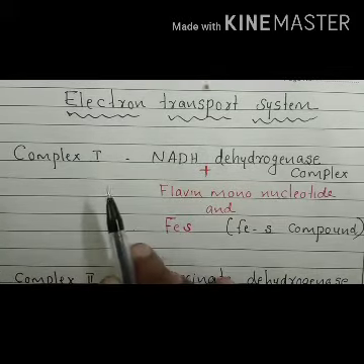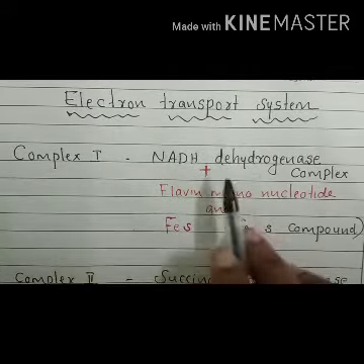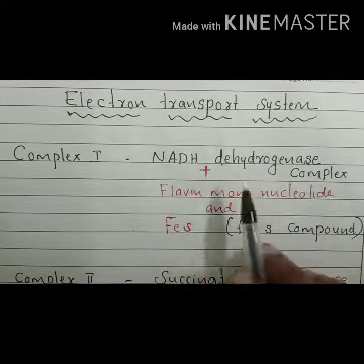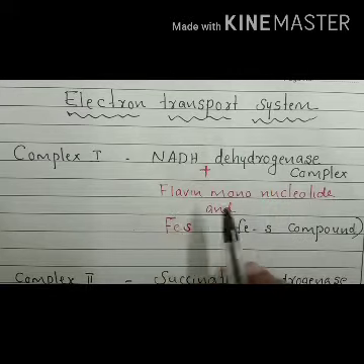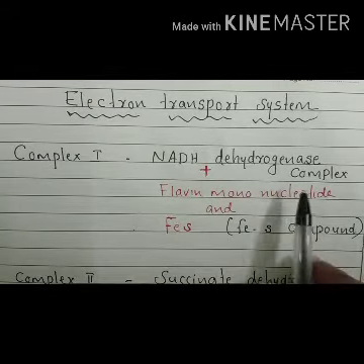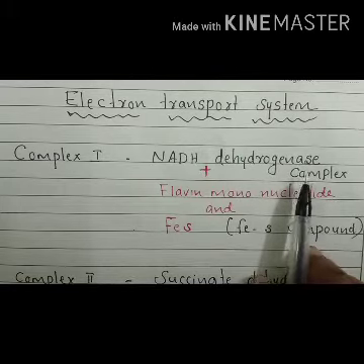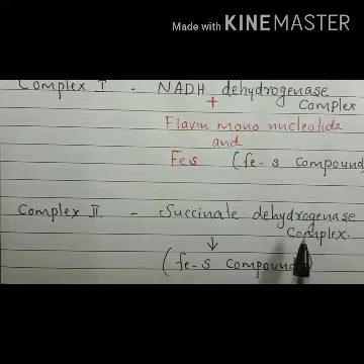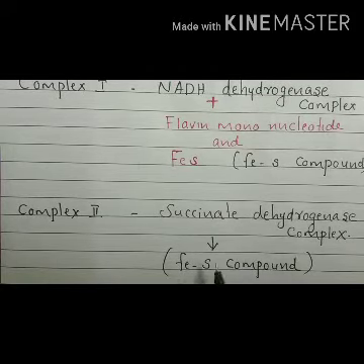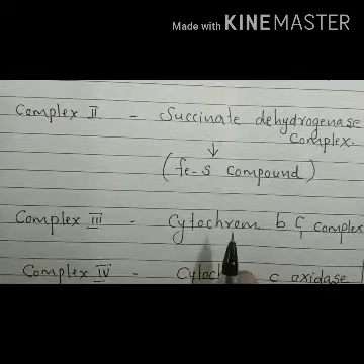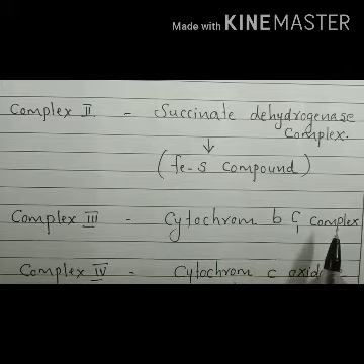In these 5 complexes, the first complex is NADH dehydrogenase complex, and here we can see flavin mononucleotide and iron sulfur compound. So this is called a complex. The second complex is called succinate dehydrogenase complex, that also consists of iron sulfur compound. Then the third complex is cytochrome BC1 complex.